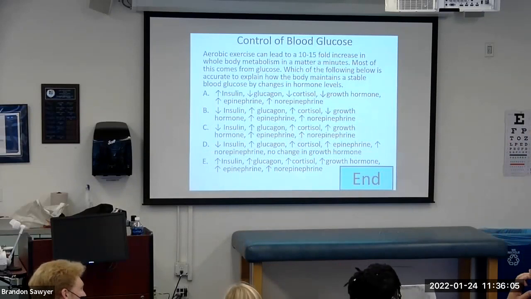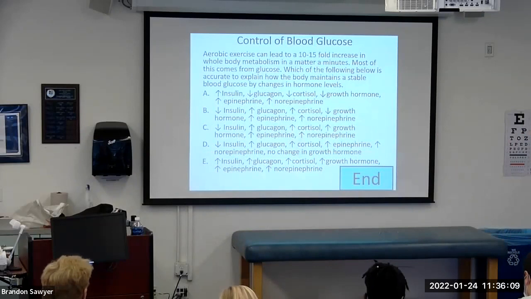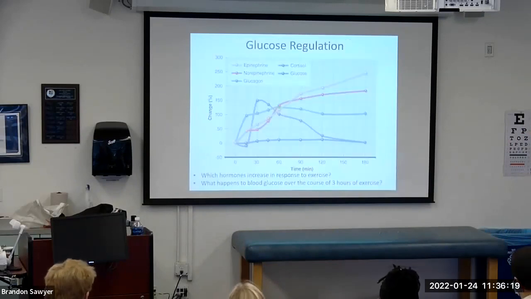Okay, we're pretty well split between C and D. Okay, so what's the difference between C and D? Let's look. They're pretty similar except for this one. No change in growth hormone. Okay. And yeah, does this one show growth hormone? It doesn't show growth hormone.